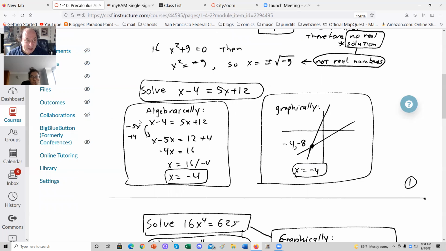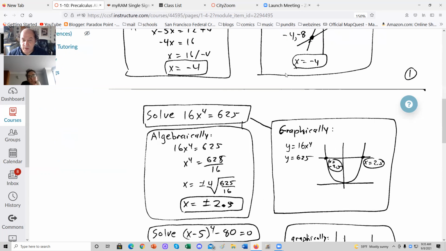To do it properly by algebra, you set x minus 4 equal to 5x plus 12, transpose the 4 to the right, the 5x to the left, negative 4x equals 16, x equals 16 over negative 4, x equals negative 4, and there's your solution. Same as this, of course.